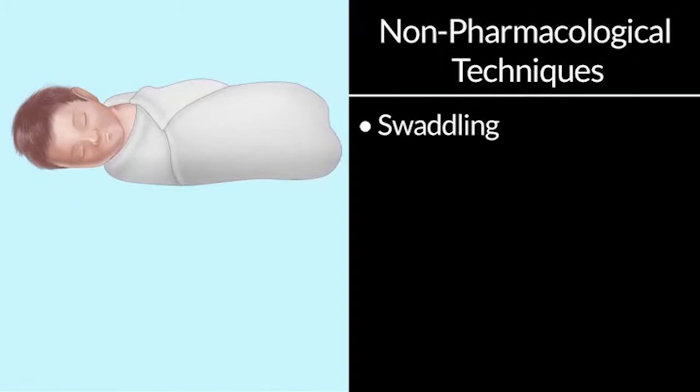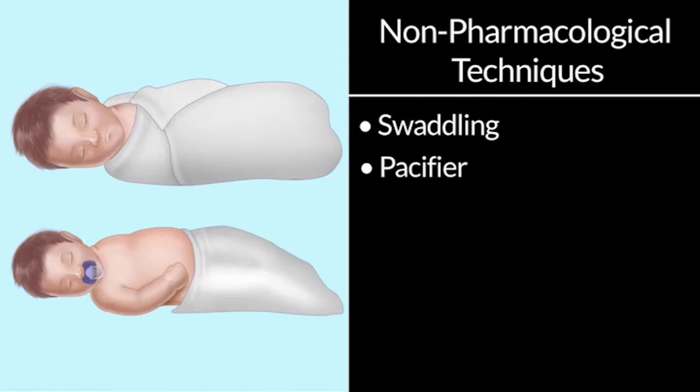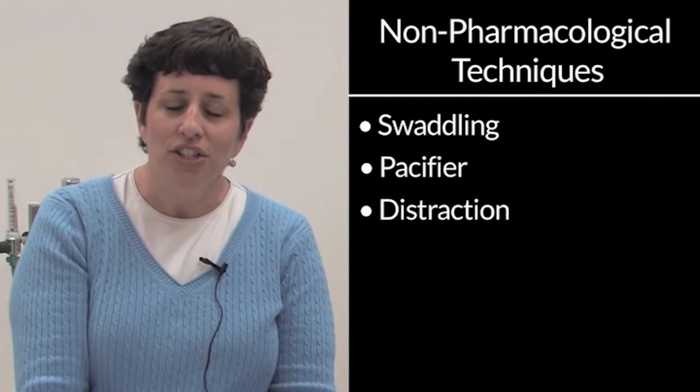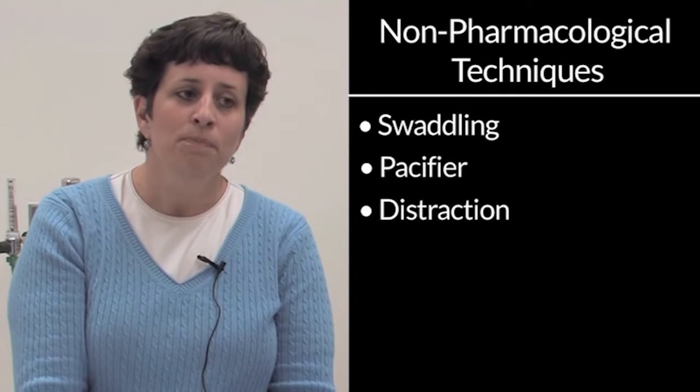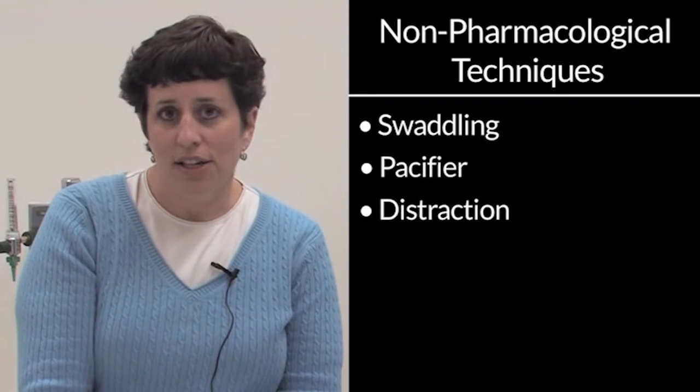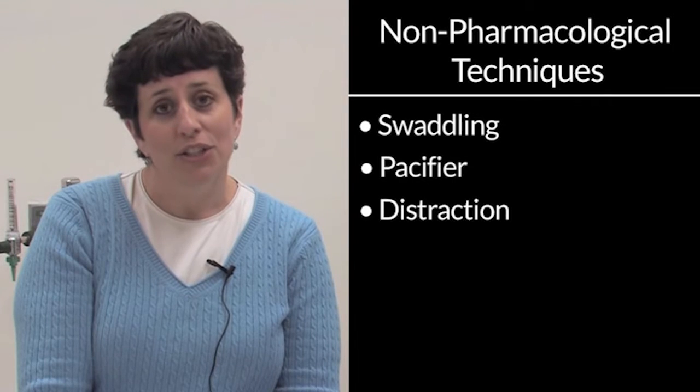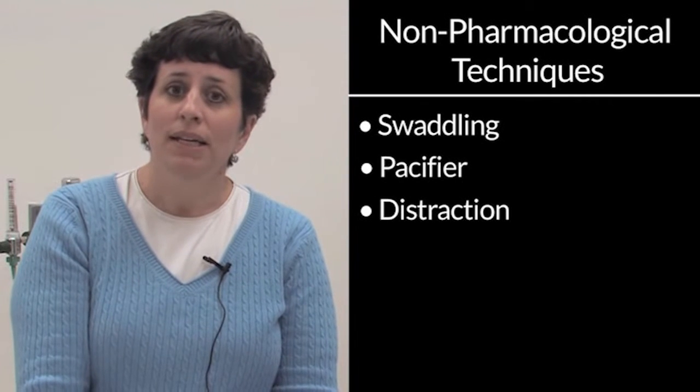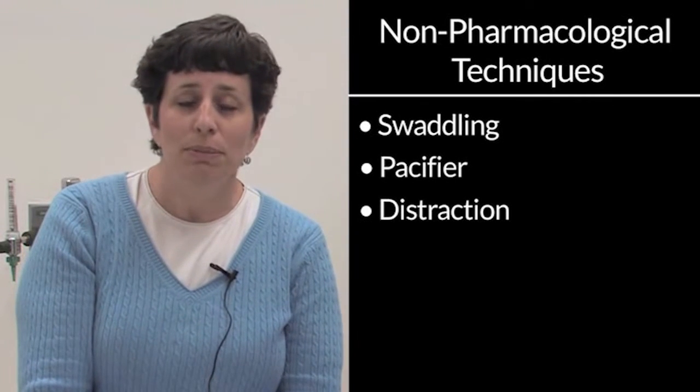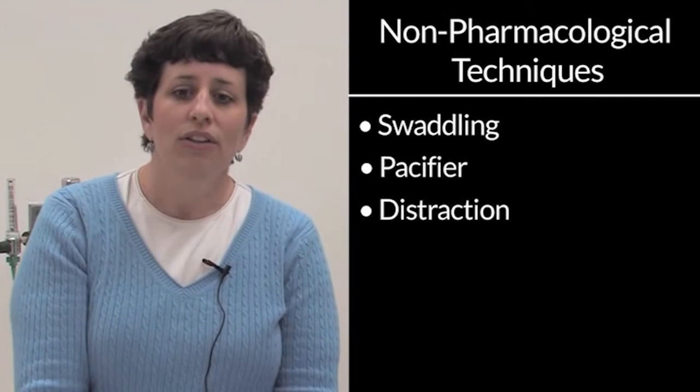Some ideas of things that you could do is swaddling, especially the smaller infant. They usually like to have firm boundaries around them. If a baby can take a pacifier, if they usually do, you can give them a pacifier. With the older child, distraction works really well if you can engage them in conversation about things that they like to do, or give them some kind of game to play, or coloring, or things like that.